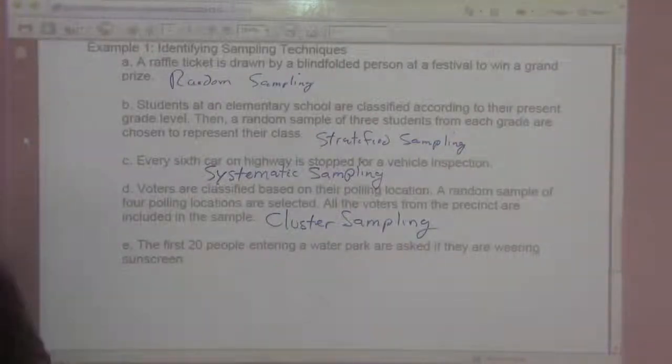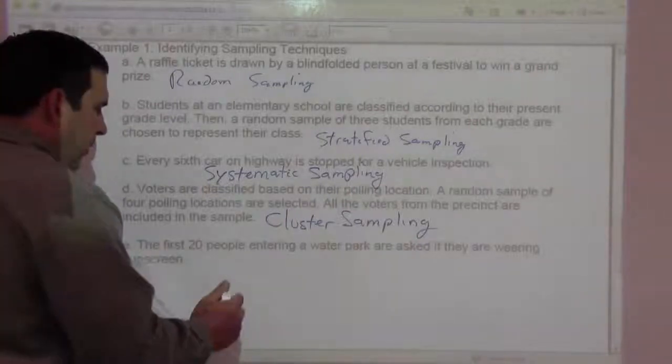And the first 20 people entering a water park are asked if they are wearing sunscreen. That would be convenience sampling.